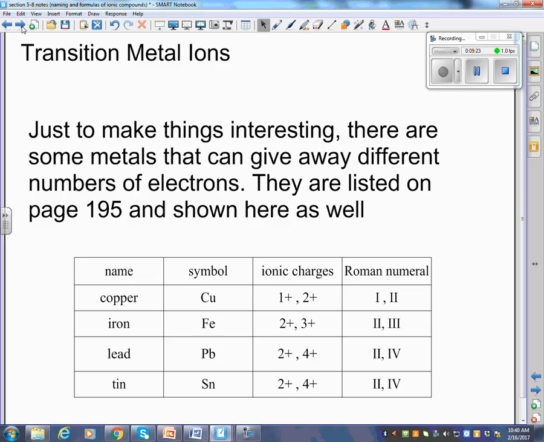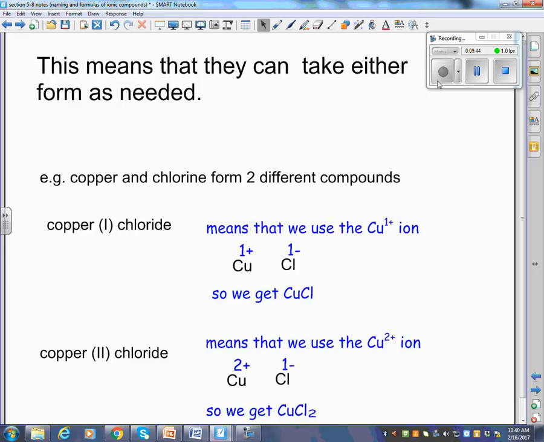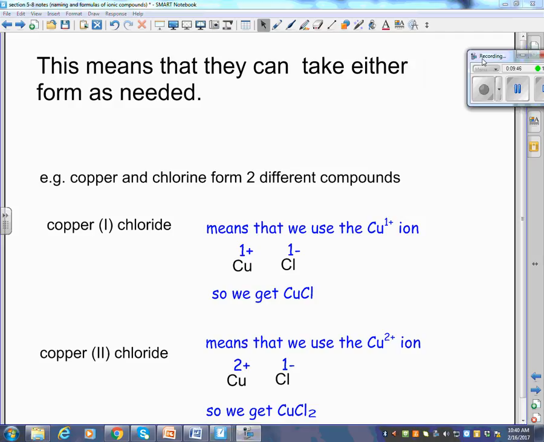But anyways, so these ones here, copper, iron, lead, and tin, they can either give away a 1 or a 2. Iron, a 2 or a 3, lead, a 2 or a 4, tin, a 2 or a 4, okay? And you put the Roman numeral 1 or 2 or 3 or 4 in front of them, or behind them, when you're talking about which one it is, okay? So this means that they can take either form as needed. Do you guys have this as well?